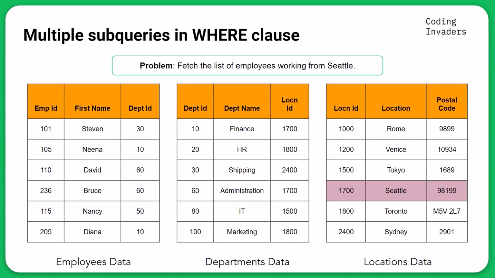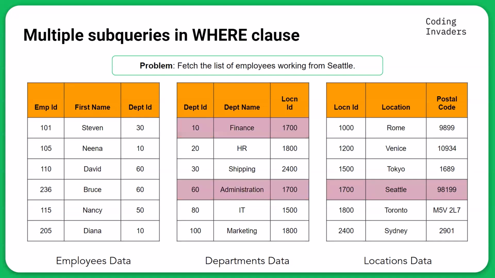Now let's go back to our department's data. Now let us see which departments are present in the location 1700. We have two departments, finance and administration, with the location ID 1700, which is equal to Seattle. Now, let's go to the question: the list of employees working from Seattle. So, we got the Seattle location ID. We got the departments in Seattle.